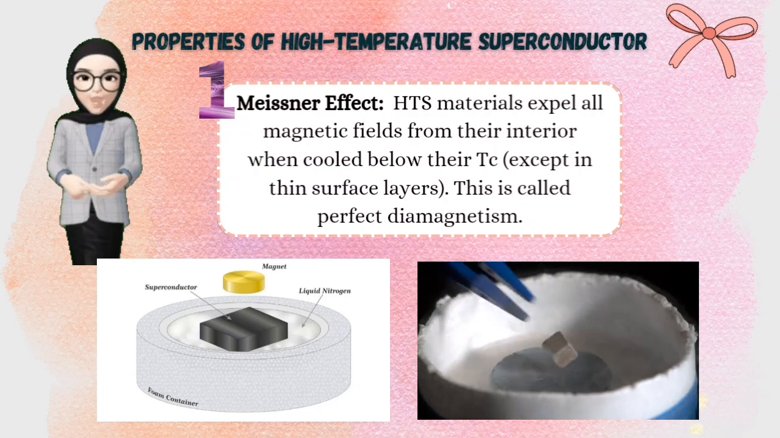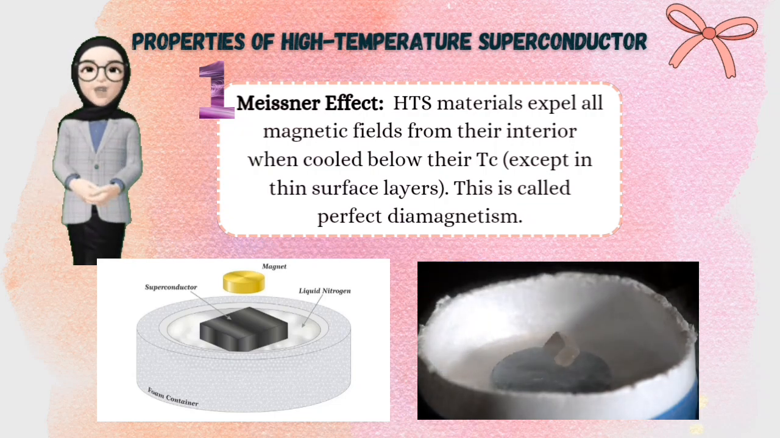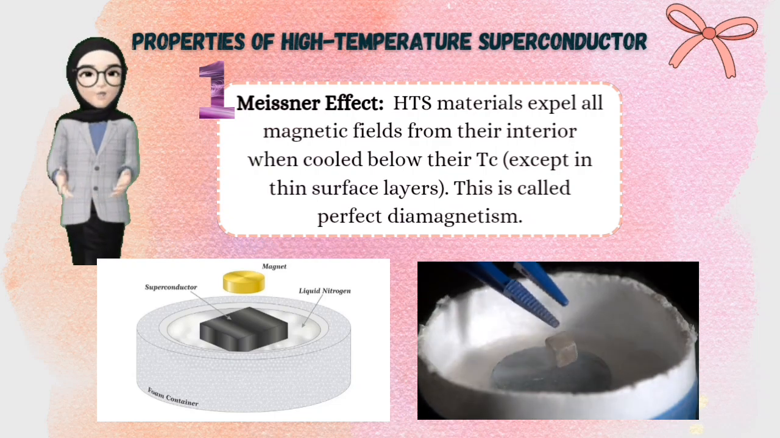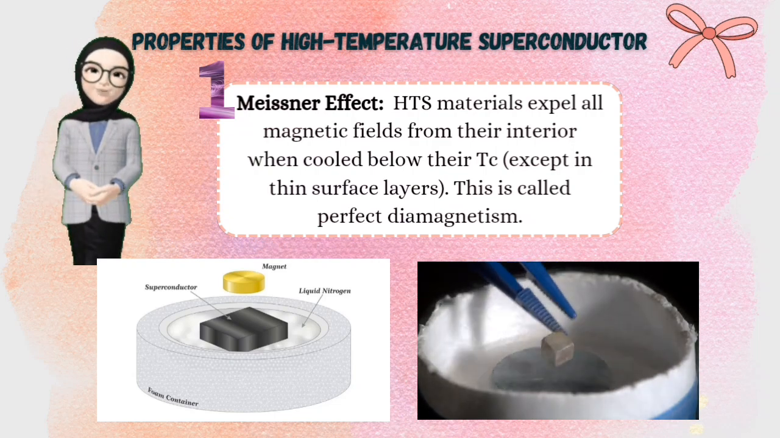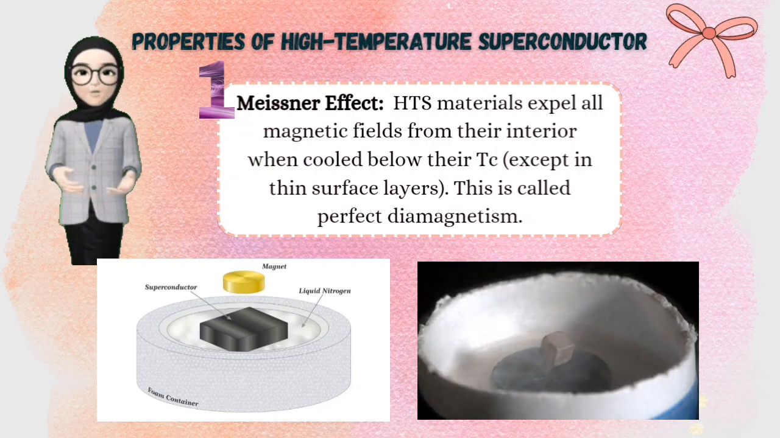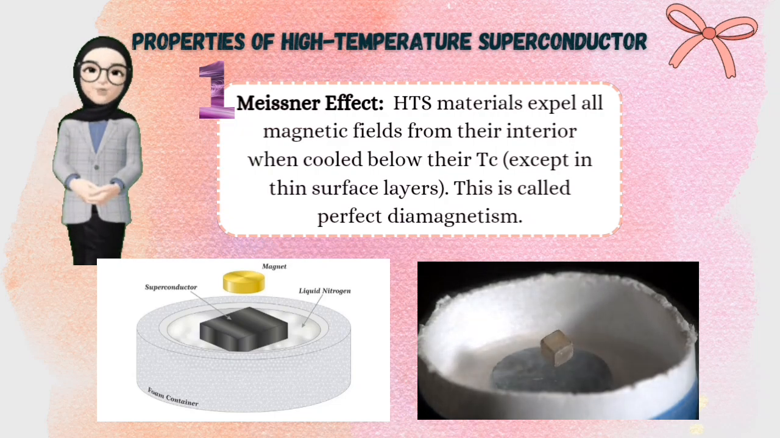First is the Meissner effect. HTS materials expel all magnetic fields from their interior when cooled below their critical temperature, except in thin surface layers. This is called perfect diamagnetism.